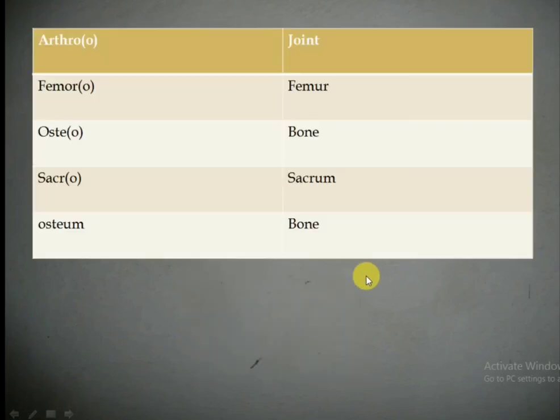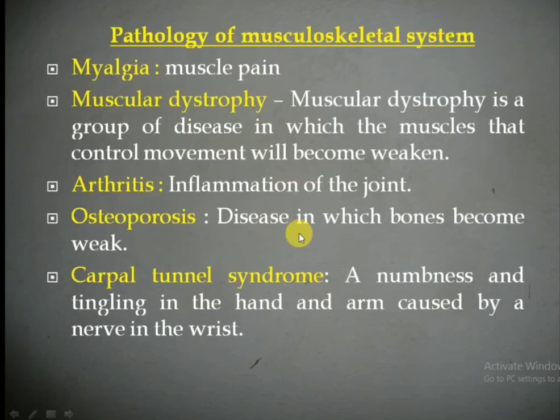Next we will see some medical terminologies which are used in the day-to-day life of medical coding. Arthro means joint, femoro means femur, osteo means bone, sacro means sacrum, ostium means bone. So we will see the pathology of the musculoskeletal system. Myalgia, muscle pain, is nothing but pain in the muscle of the body. Muscular dystrophy is a group of diseases where the muscles which help in movement become weak, and that leads to this condition.